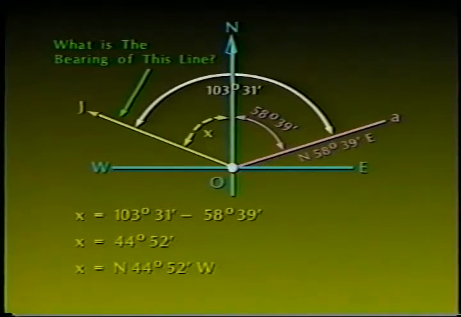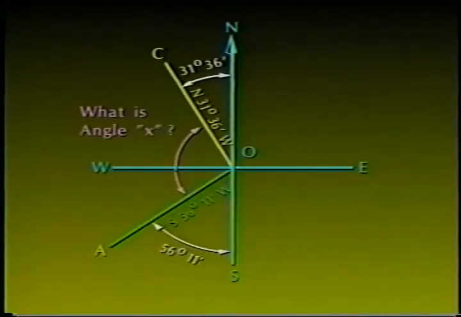Therefore, x equals 103 degrees 31 minutes minus 58 degrees 39 minutes equals 44 degrees 52 minutes, or north 44 degrees 52 minutes west. In this graphic, the example presented and sketched is find the included angle x between lines O to C, north 31 degrees 36 minutes west, and O to A, south 56 degrees 11 minutes west. Look the problem over and then pause the tape, solve the problem, and then get back on the tape as we will compare answers.